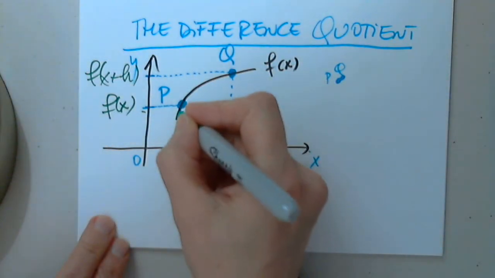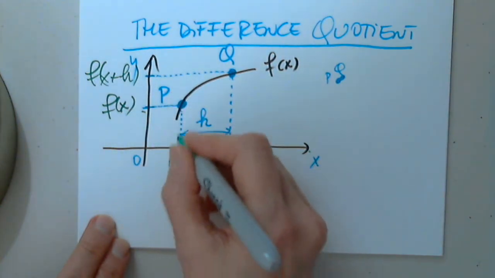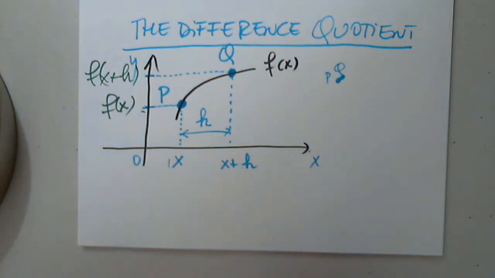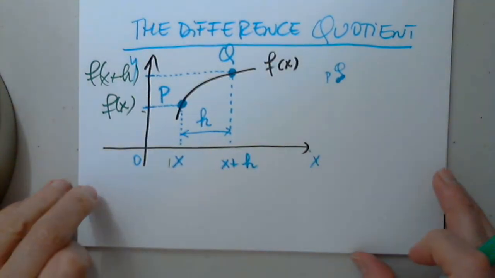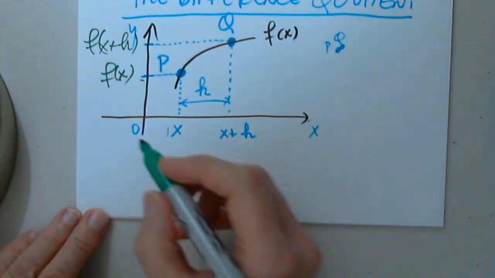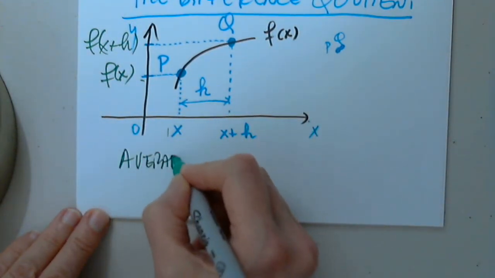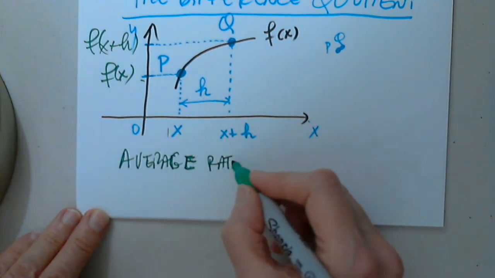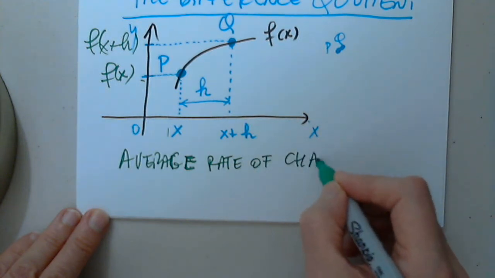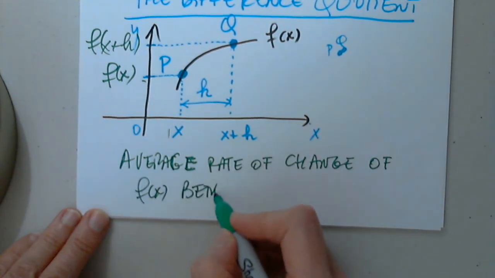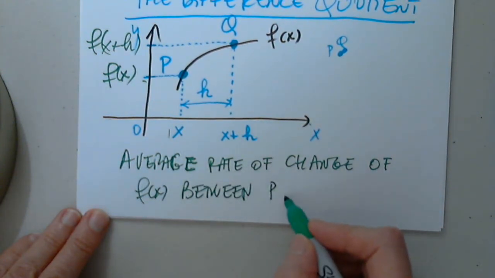So if this is 5, this will be f of 5. If this is 10, this will be f of 10. If this is 11, this will be f of 11. Everyone okay with that? Agreed? Okay, I'm assuming you said yes. Okay, so let's suppose we want to find the average rate of change of f of x between P and Q.